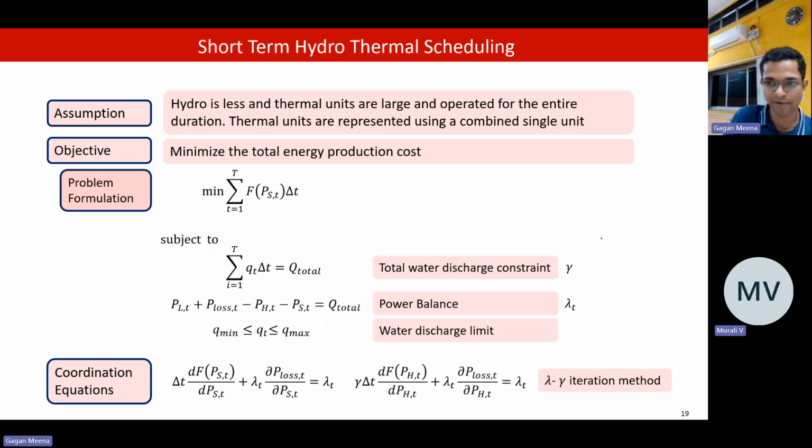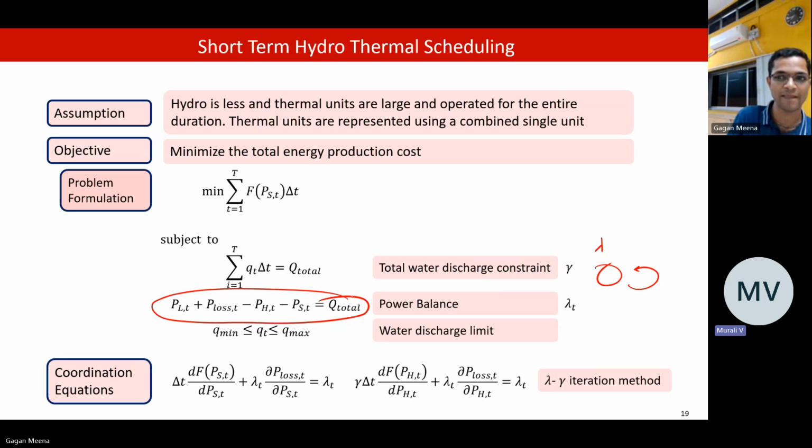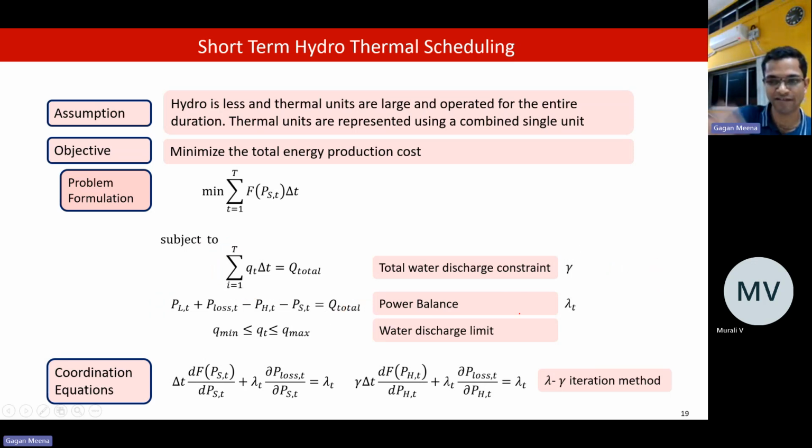For a particular lambda, we solve the coordination equation, then we check this and again project the lambda, increase the lambda as we have seen in lambda iteration. Then try to minimize this gap, bring it to zero. Once it is zero, we move on to Q. Check this for that particular lambda. These two iterations will go on like this till the constraints are satisfied.